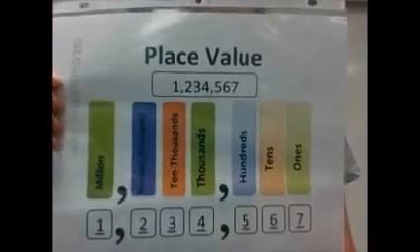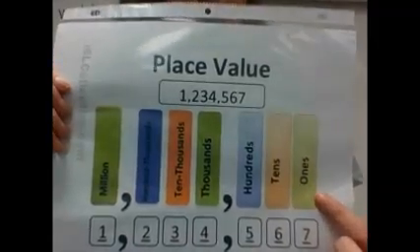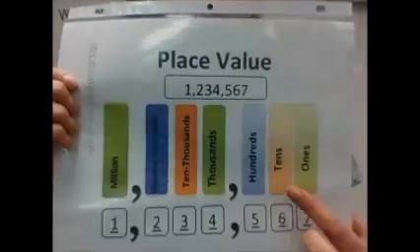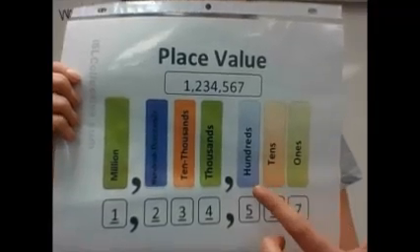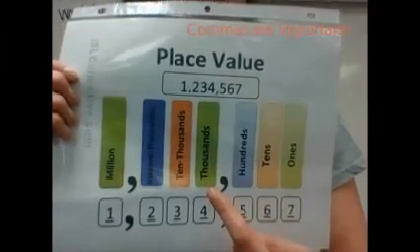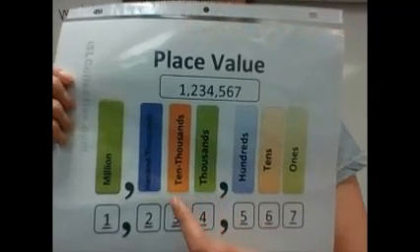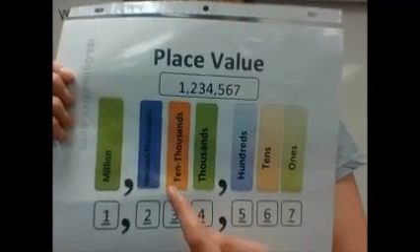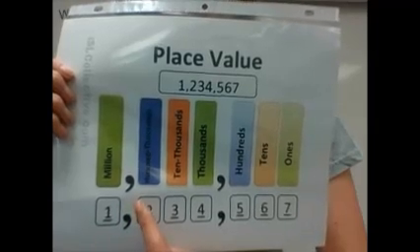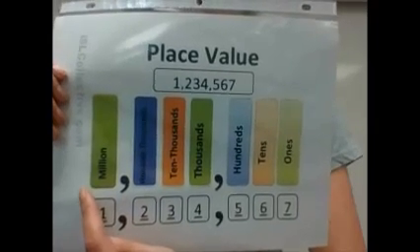So first up, we always start over here with the ones column. So we have the ones column first, then we go to tens, then hundreds, then we always put a comma in between the hundreds and thousands. Then we have 10,000s, 100,000s, followed by another comma, of course, and millions. And that's as far as this one goes.